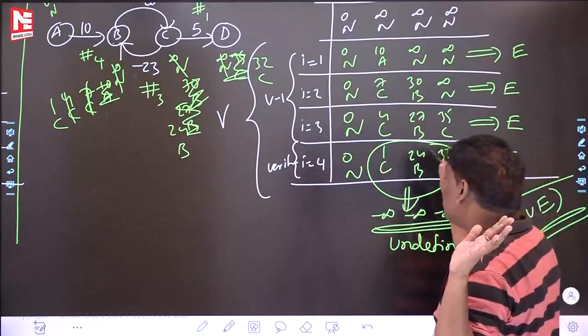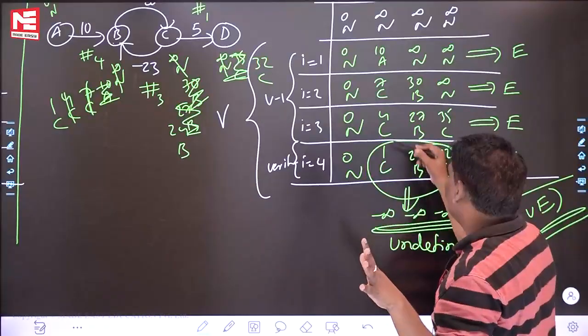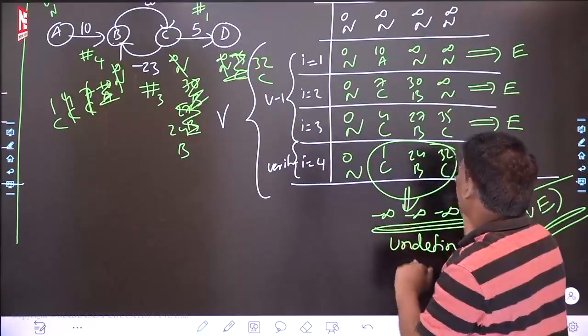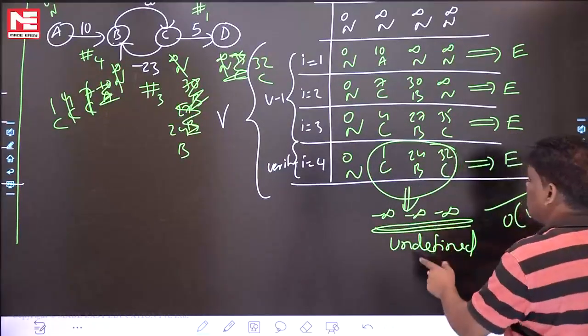By seeing the V-th round, I can say whether a cycle is there or not. If there is no change, see this one. If between the V minus 1 round and the V-th round there is some change, so a cycle is there. Whoever changes, they are part of the cycle. Their answer is undefined.